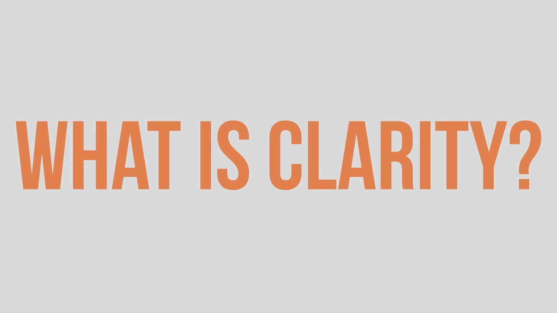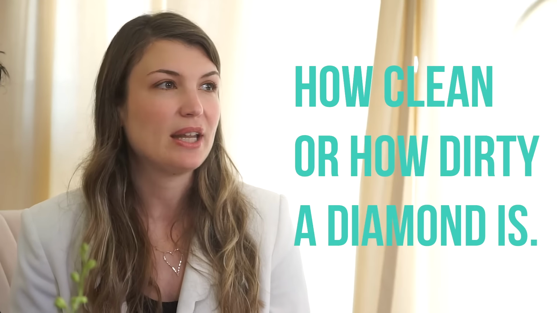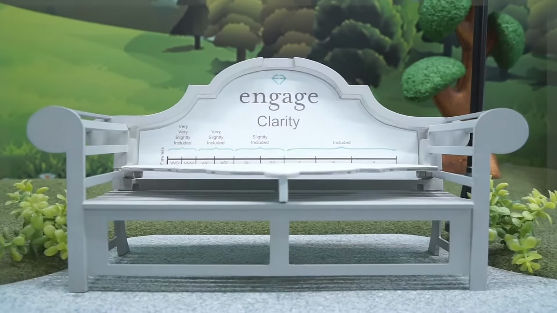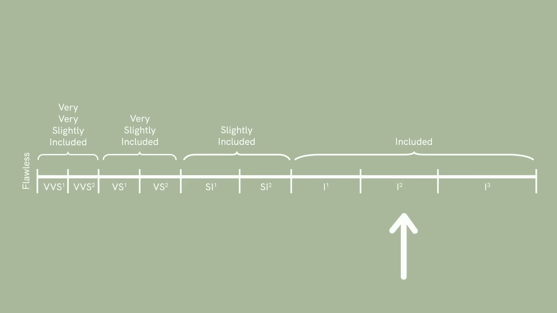So what is clarity? Clarity refers to how clean or how dirty a diamond is, okay? So clarity is denoted on a scale. It starts in the I range, and that's included diamonds, all the way up to flawless.